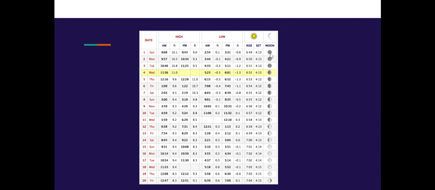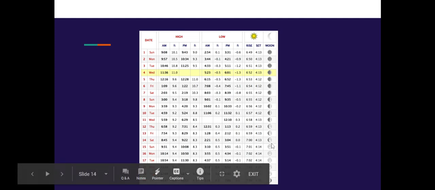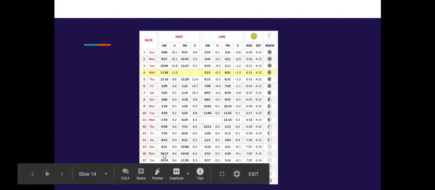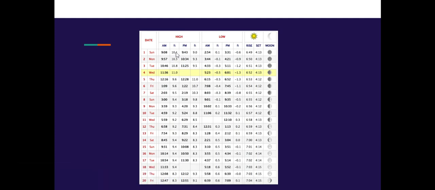The moon was a new moon. No, that's a full moon. Wait, yeah, that's a new moon. New moon, waxing crescent, first quarter, waxing gibbous. We learned about that last time. Full moon. So here we see how high these tides are.